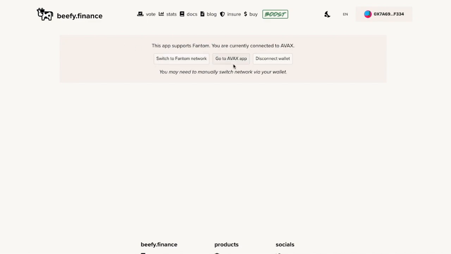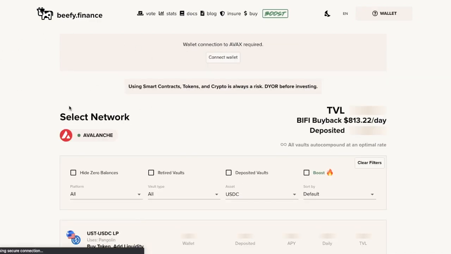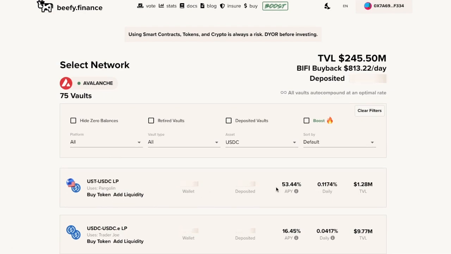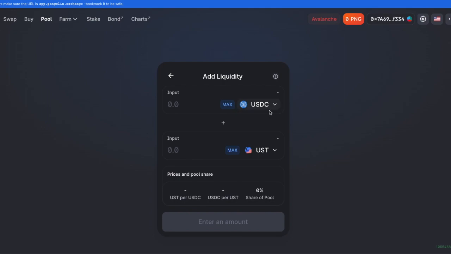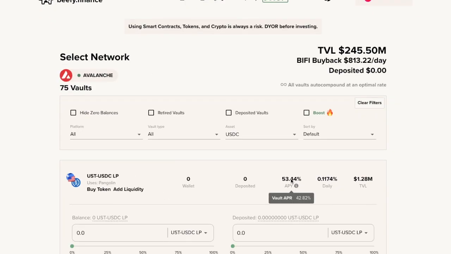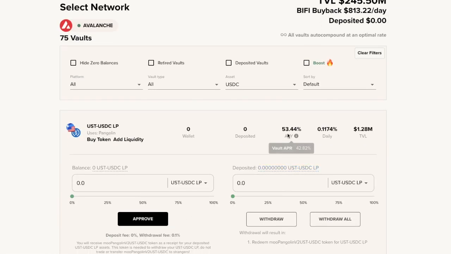Okay, so here let's look at the AVAX app. Here I'm going to talk about the UST USDC. So if you see, the current APY is close to 53%, and they're doing it through Pangolin. So you got to go to Pangolin. If you have UST, you provide UST and USDC liquidity, and then you come here and you stake it, right? So it's pretty decent APY. 53% is really good.